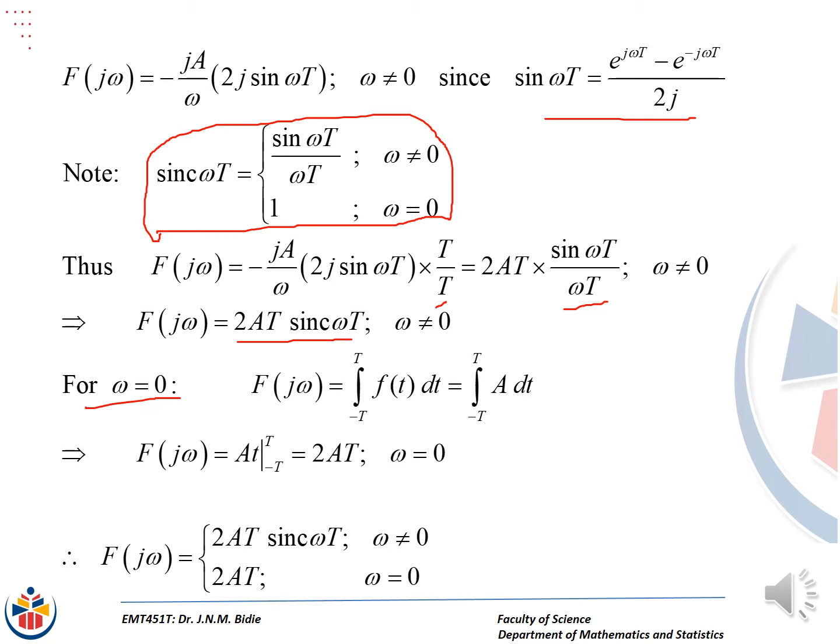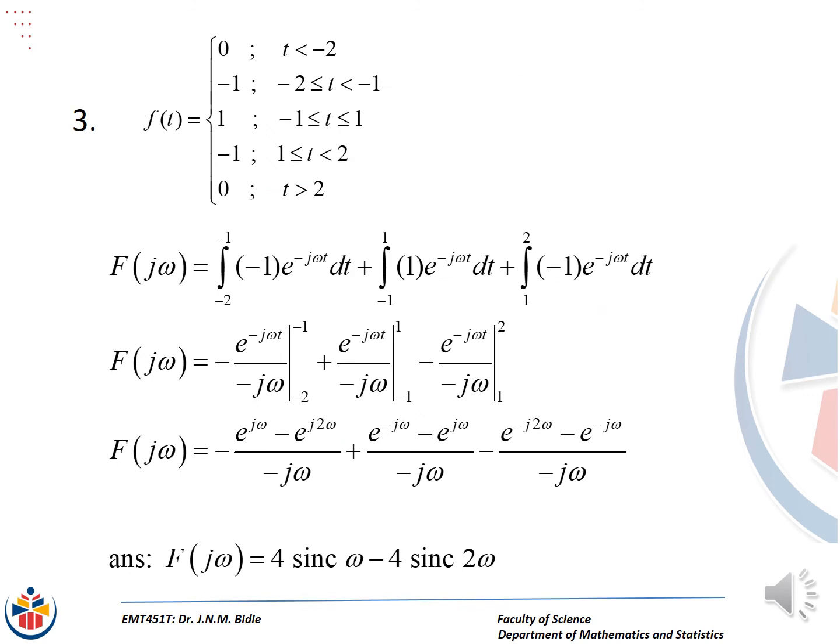Then we go back to the integral of a with respect to time between negative T and T, and then we got the answer. Therefore, that rectangular pulse has got that Fourier transform for omega not equal to 0 and 2aT for omega equal to 0. Please check all the steps and make sure that everything is in order.